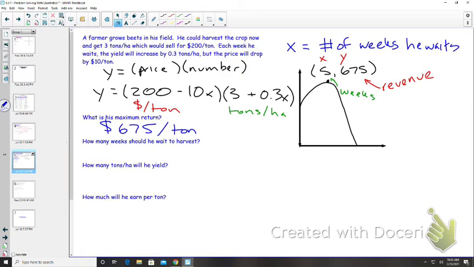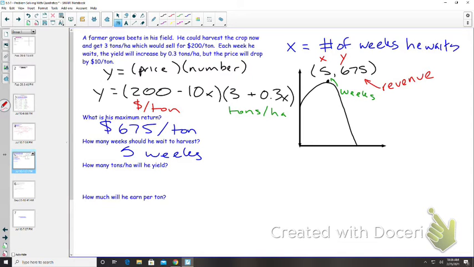It's at 5 weeks. 5 weeks, right? Oh, yeah, okay. 5 weeks. And how many tons per hectare will he yield? Okay, so tons per hectare, we are concerned with this one right here. Just go 0.3 times 5. Exactly, okay? Which is 3, 6, 9, 12, 15, 18, 21.